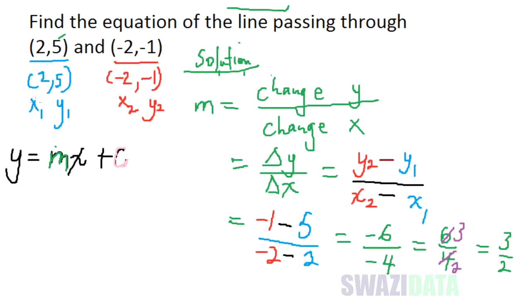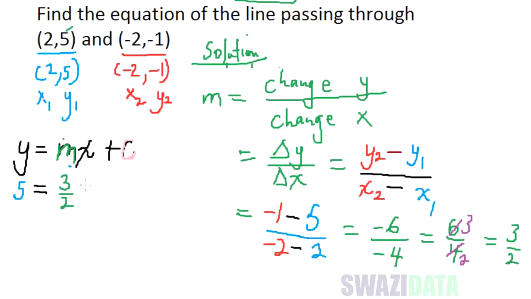We can pick one. So if we pick this one, the one in blue, we can substitute these values. Y is 5, so 5 is equal to m, which is 3/2, times x, which is 2, in brackets, and then plus c.